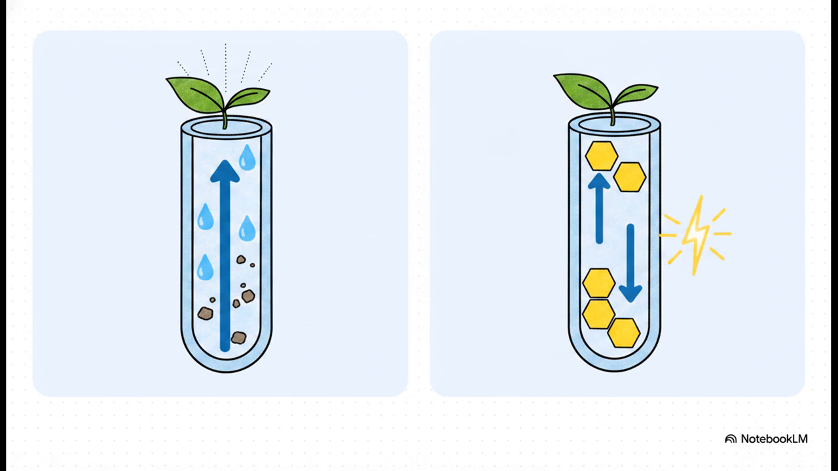Think about the xylem. It carries water and minerals, and it only goes up, so it's strictly unidirectional. It's driven by this passive vacuum called transpiration pull, which happens as water evaporates from the leaves.